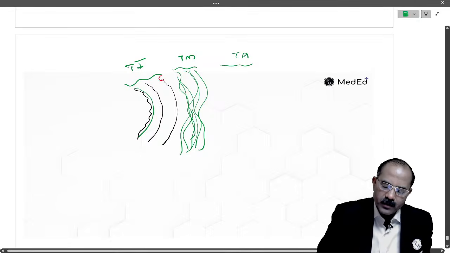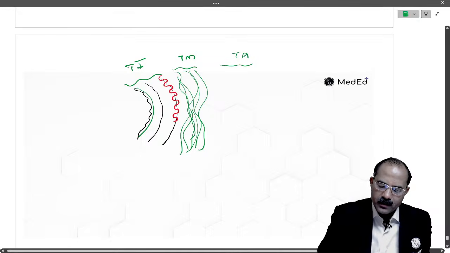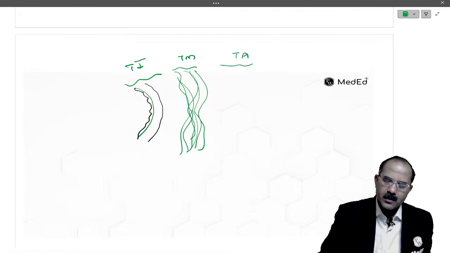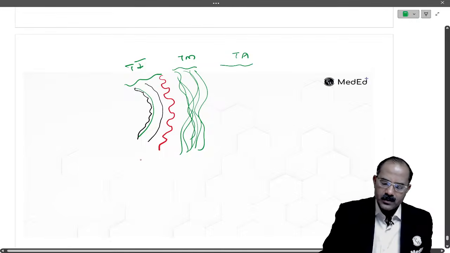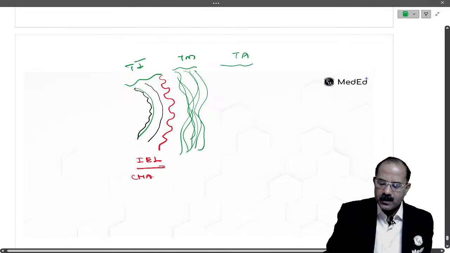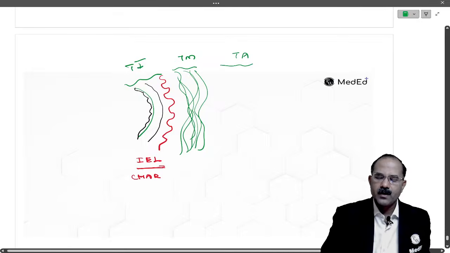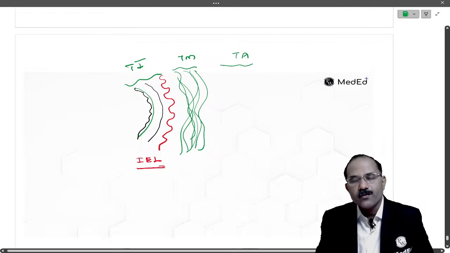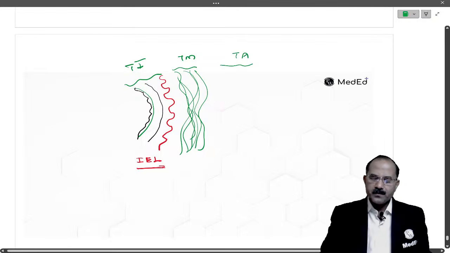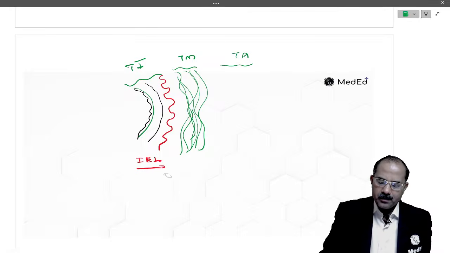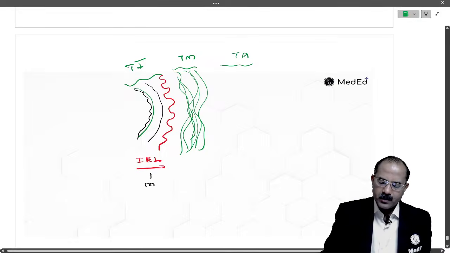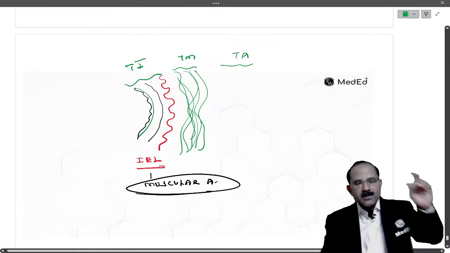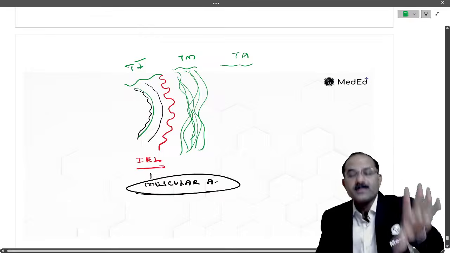Now, what is this wavy line? You tell me. This is the internal elastic lamina. Okay, tell me, this internal elastic lamina is a characteristic of which artery? This internal elastic lamina is a peculiarity, it's a characteristic of muscular artery.